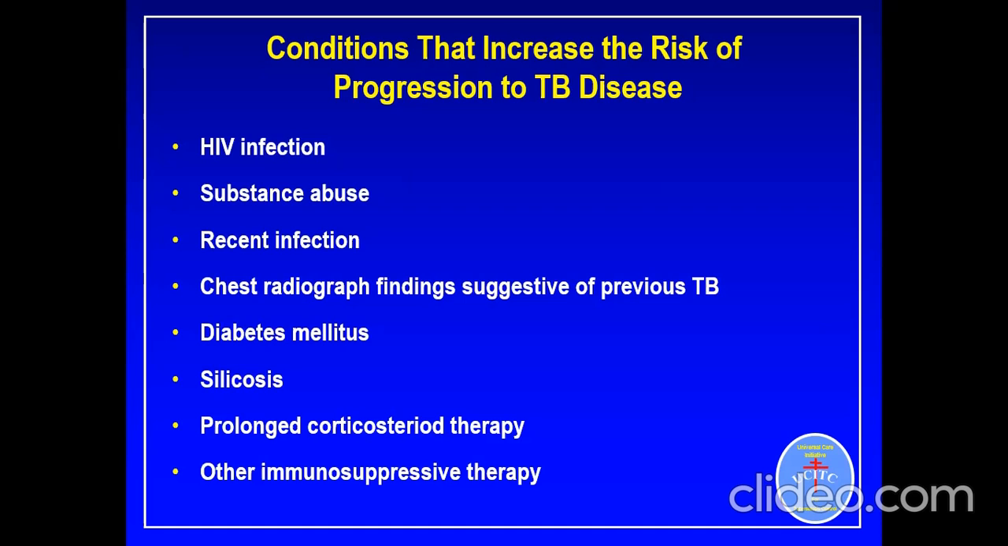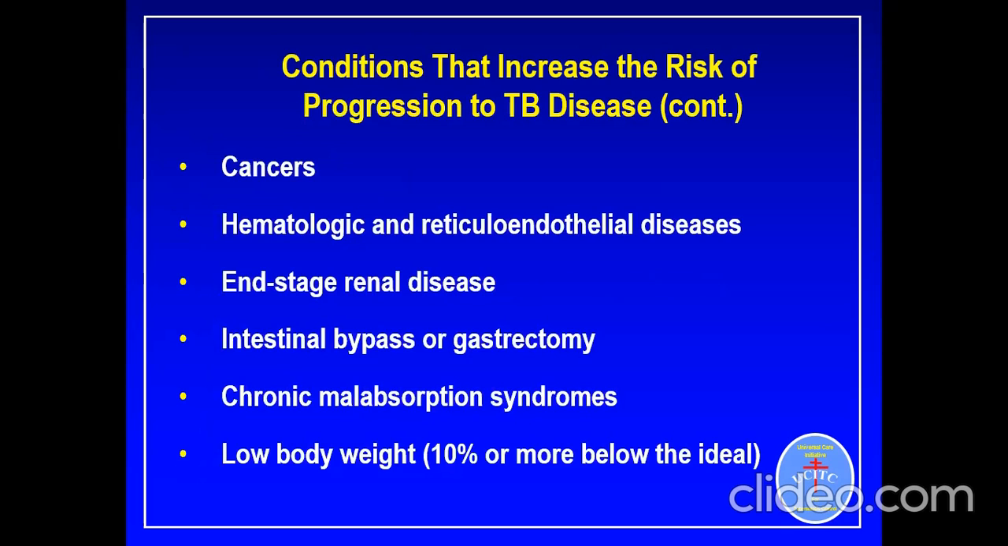Also, in silicosis with tuberculosis, the chances of developing lung malignancy are very high. Prolonged corticosteroid therapy, again, because it reduces the person's immunity, there is a chance of progression to disease in an infected person. Other immunosuppressive therapies, like people who are on immunosuppressive therapy for autoimmune diseases, for renal transplants, other organ transplants, are at increased risk of progression to TB disease.